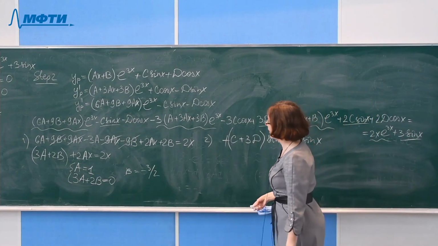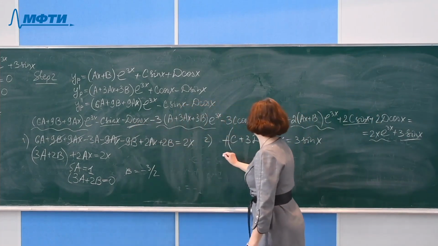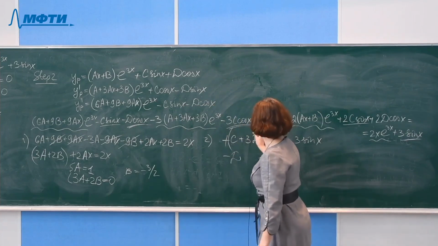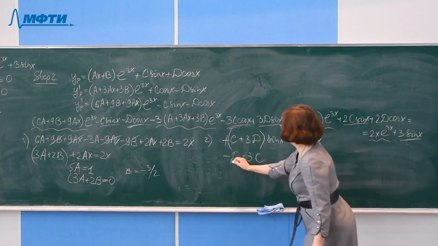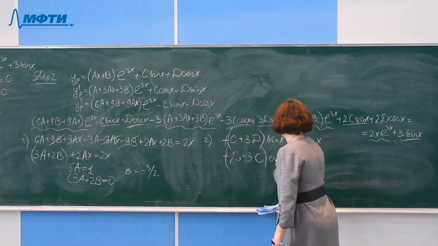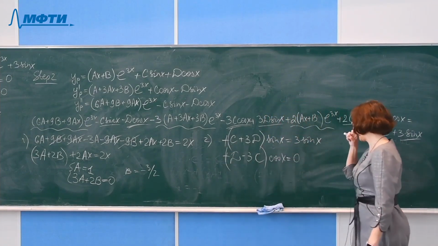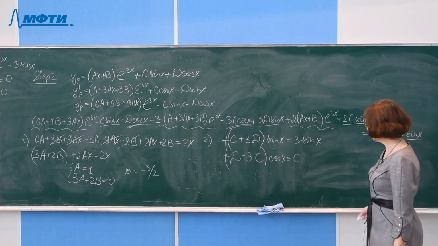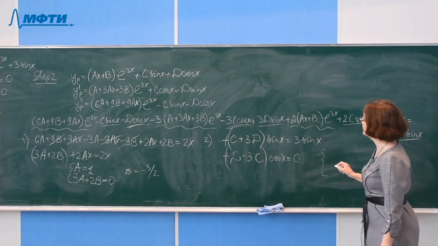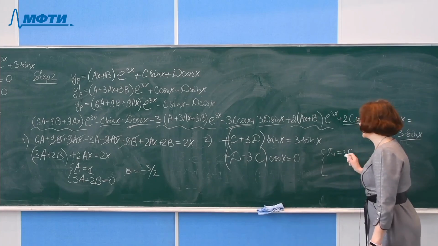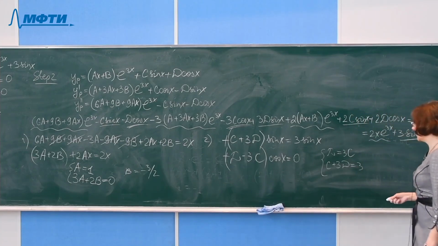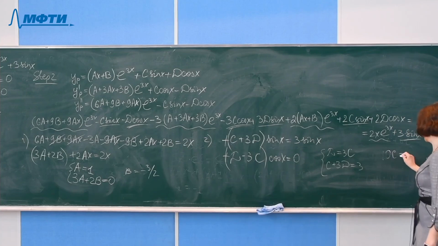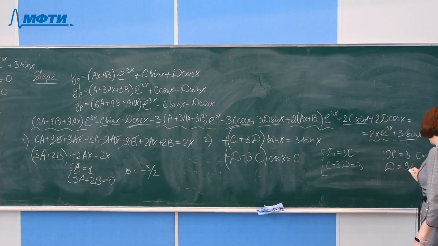And for cosines, we have minus d minus 3c plus 2d, so plus d, cos x equals 0. So we have the following equations. So d equals 3c and c plus 3d equals 3. So this means that c is 3/10 and d is 9/10.